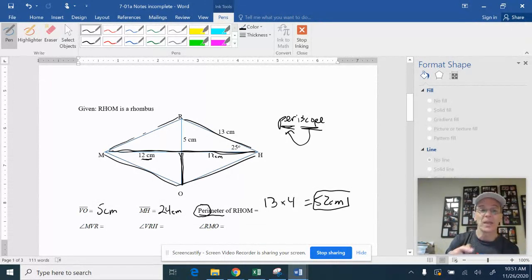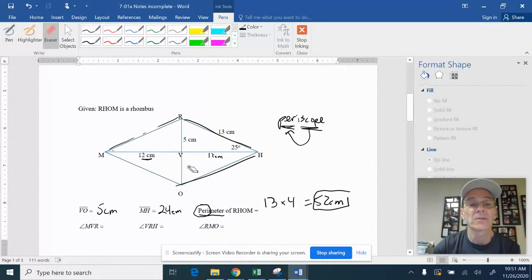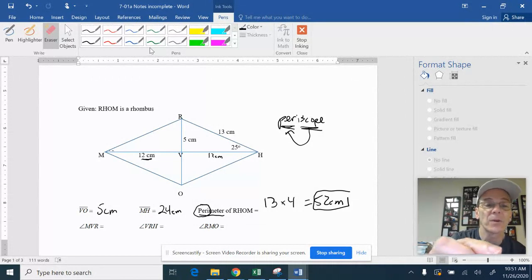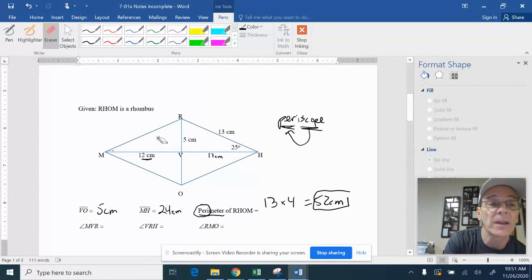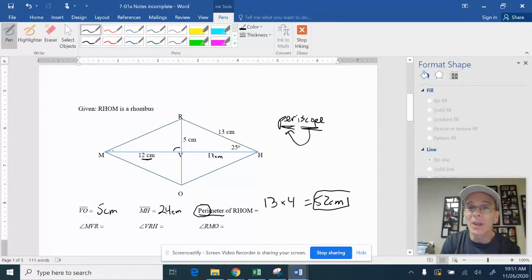How about these angle measures? MVR. Let me erase some of that stuff that I've drawn up there so it's not so distracting anymore. Angle MVR. Where is it? Oh, well, it's right here. Doesn't that angle look like a right angle? Now, I know 100 times this semester, I've told you, do not assume that just because an angle looks like a right angle, that it is a right angle. But we wouldn't have to assume this is a right angle. We could prove this is a right angle.